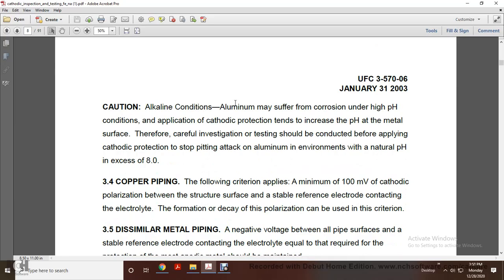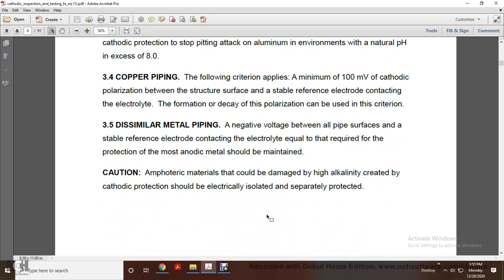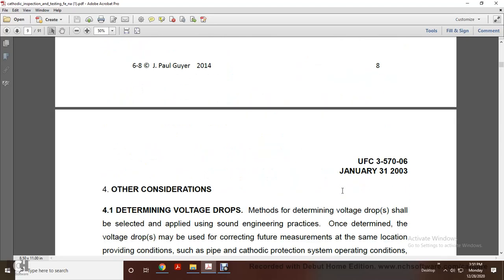Copper piping. The following criteria apply: a minimum of 100 millivolts of cathodic polarization between the structure surface and a stable reference electrode contacting the electrolyte. Formation or decay of polarization can be used in this criterion. Dissimilar metal piping: a negative voltage between all pipe surfaces and a stable reference electrode contacting the electrolyte, equal to that required for protection of the most anodic metal, should be maintained. Caution: amphoteric materials that can be damaged by the high alkalinity created by cathodic protection should be electrically isolated separately and not protected.